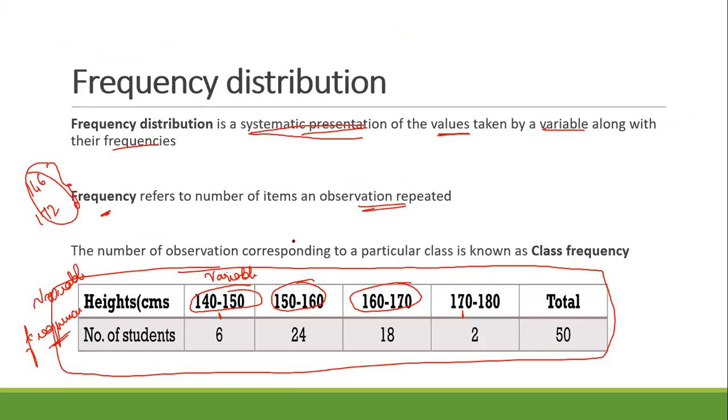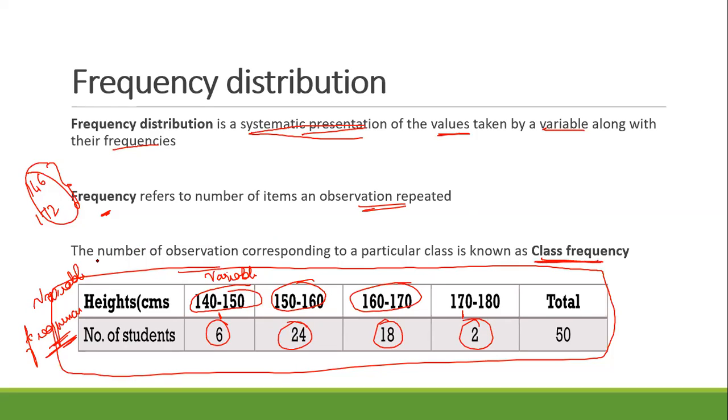So what is frequency distribution? You systematically present the values that are given, taken by the variable, along with their frequencies. What is frequency? It is nothing but the number of times an observation is repeated, how many times a particular observation repeats under the variable. So if you see here 6, all these are frequencies.